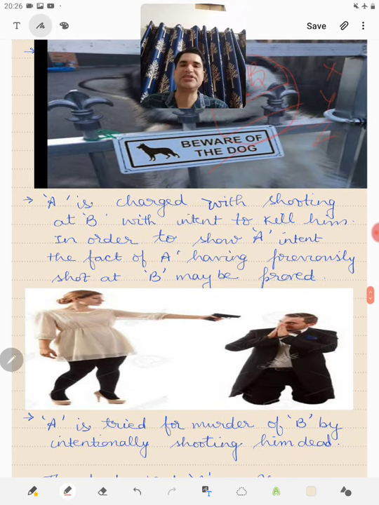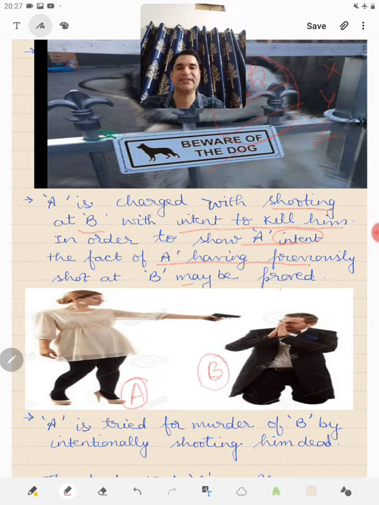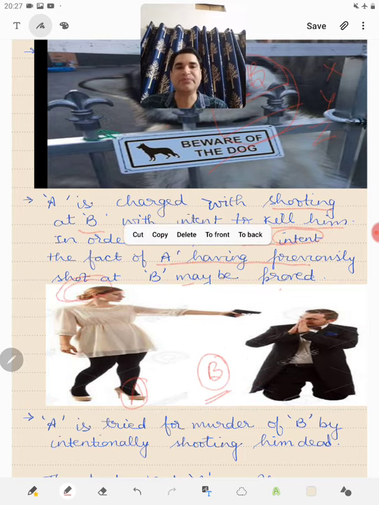Now, A is charged with shooting at B with intention to kill him. In order to show A's intent, the fact that A having previously shot at B may be proved. So A is charged here. This is A, the lady is A, and this is the person who is being shot at, B. So A is charged with shooting at B. Now, how do we prove what is going on in the mind of A, whether she is shooting at B intentionally or not? That can be proved by showing that on a previous occasion also A has tried to shoot at B.